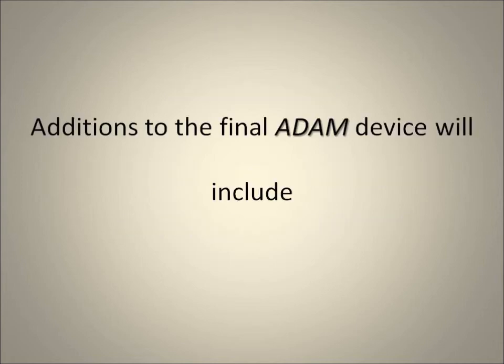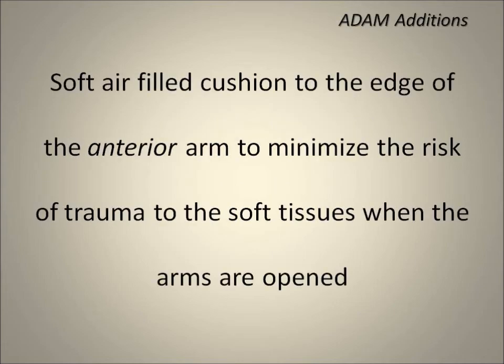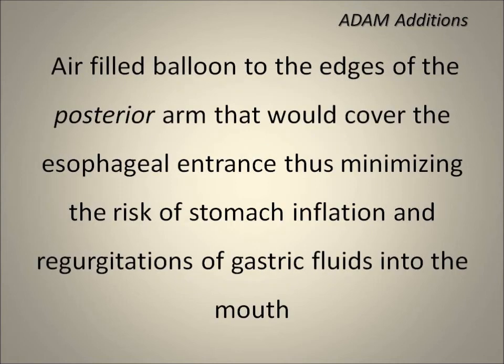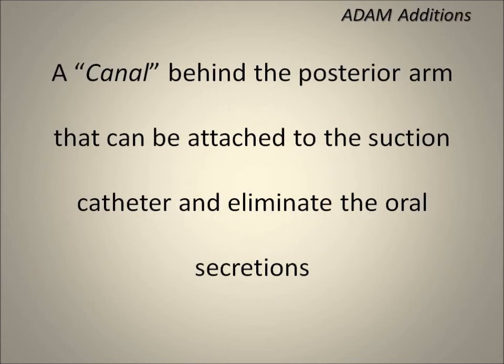Additions to the final ADAM device will include a soft air-filled cushion to the edge of the anterior arm to minimize the risk of trauma to the soft tissues when the arms are opened. An air-filled balloon to the edges of the posterior arm would cover the esophageal entrance, thus minimizing the risk of stomach inflation and regurgitation of gastric fluids into the mouth. A canal behind the posterior arm can be attached to the suction catheter and eliminate the oral secretions.